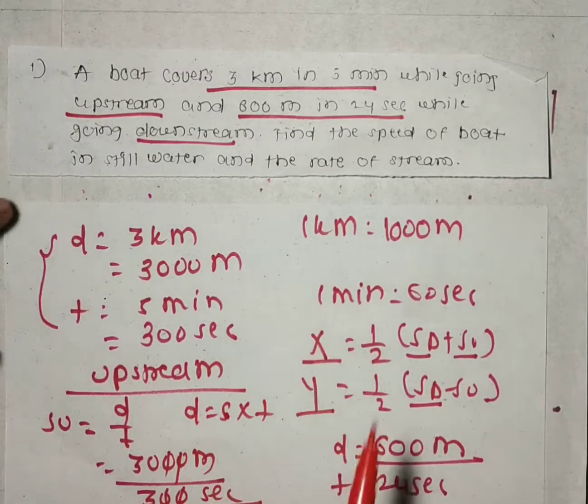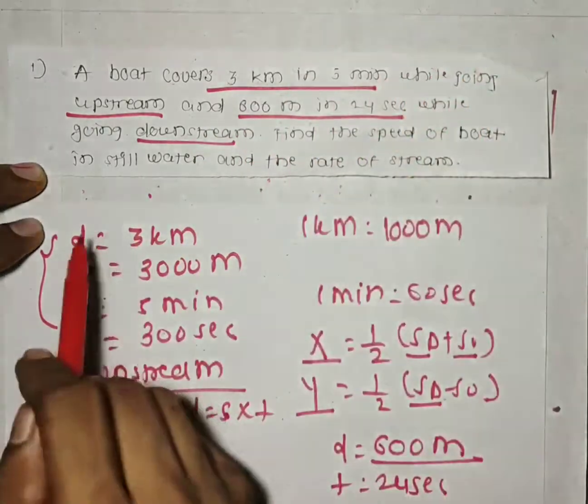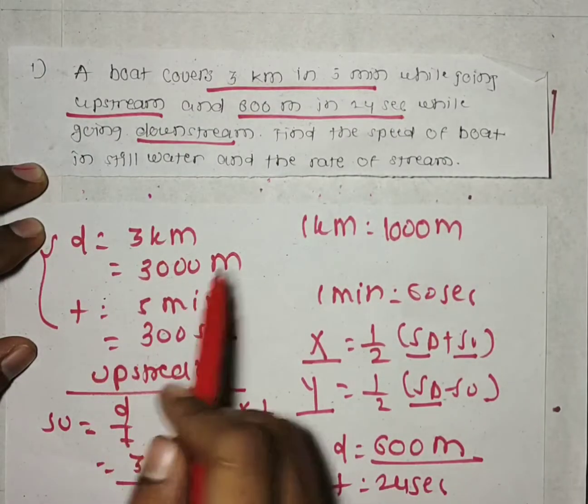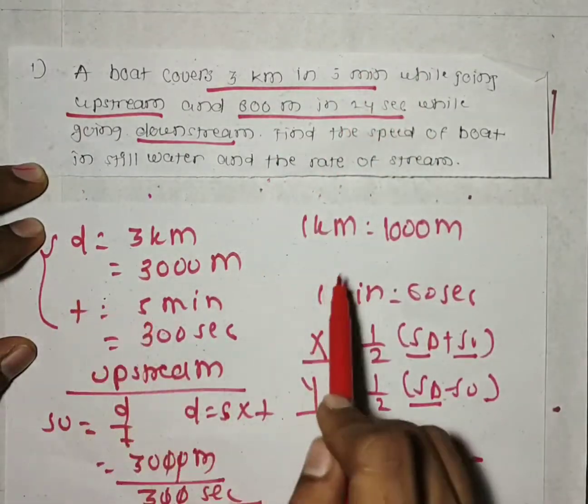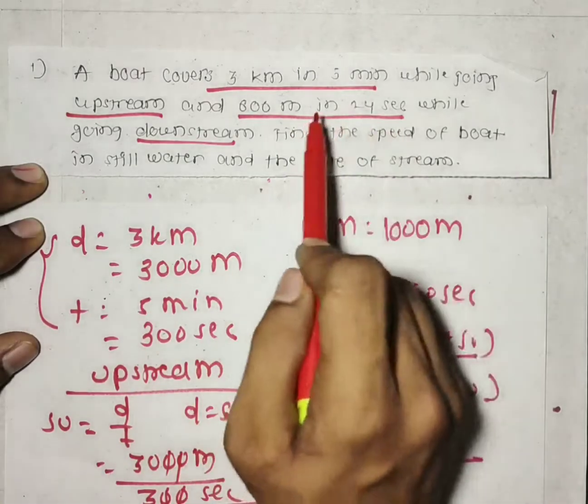So this was the question. I quickly repeat what I did here. A boat goes 3 km in 5 minutes. So distance is equal to 3 km. 1 kilometer means 1000 meter, that's why 3 km means 3000 meter in 5 minutes. So t is equal to 5 minutes. In 1 minute there are 60 seconds, that's why 6 5s are 30, so 300 seconds, while going upstream.